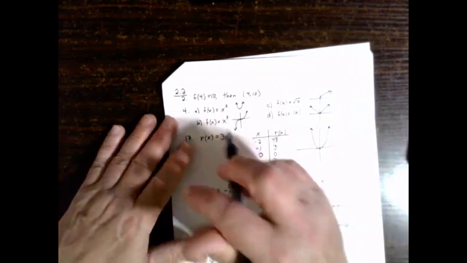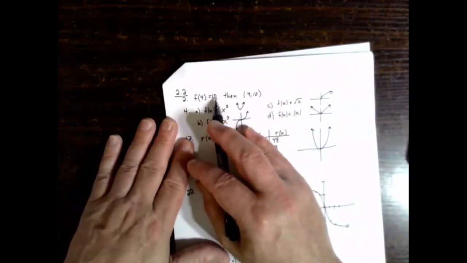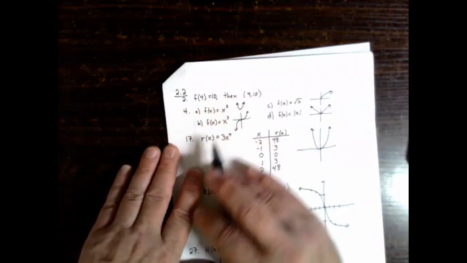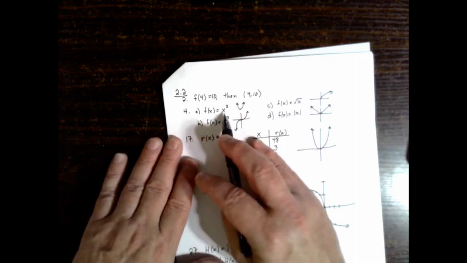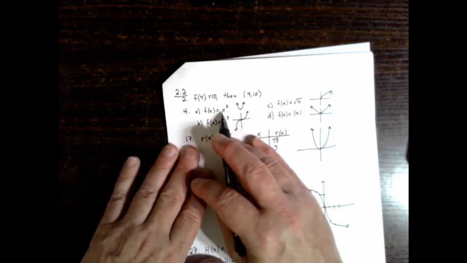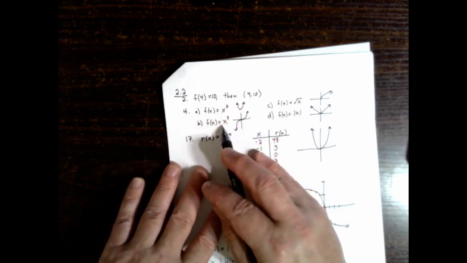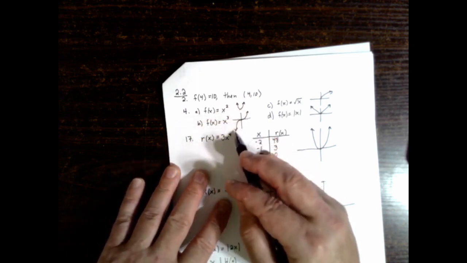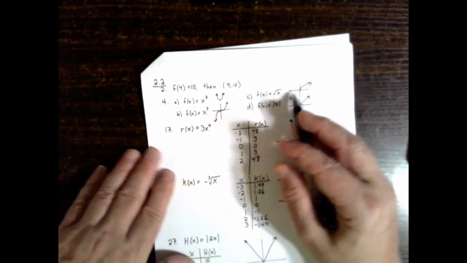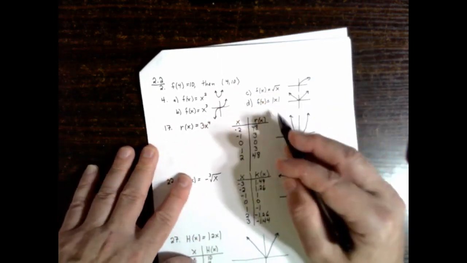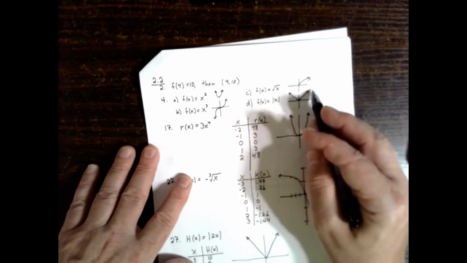So the first thing they say: if f of 4 equals 10, then you know (4, 10) is a point on your graph. And they ask you to match the function with the graph. So x squared looks like the parabola, x cubed looks like the cubic we saw earlier, square root looks like the square root curve we saw, and absolute value has that sharp edge to it.